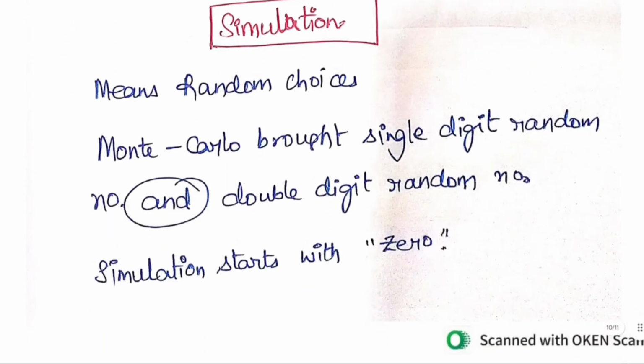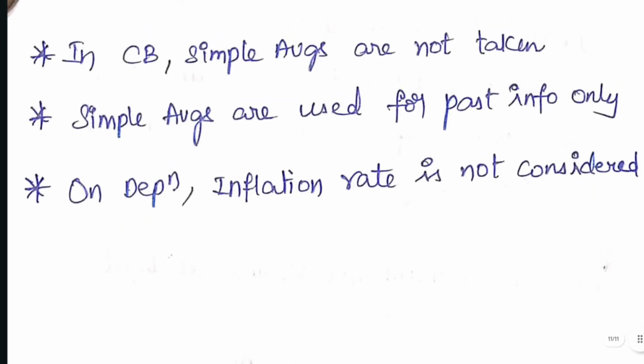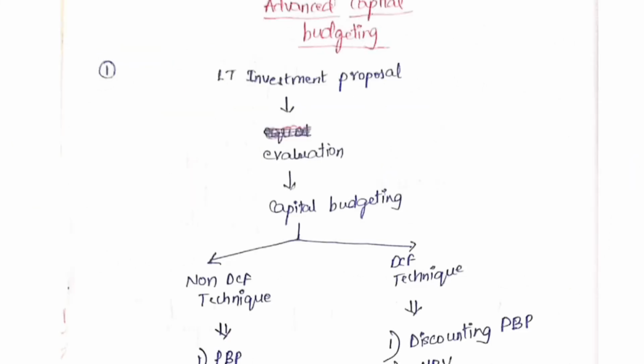Next, simulation. Simulation means random choices. Monte Carlo brought single-digit random numbers and double-digit random numbers. In case of simulation, simulation starts with 0. Other important points: in capital budgeting, simple averages are not taken. Simple averages are used for past information only. On depreciation, inflation rate is not considered.